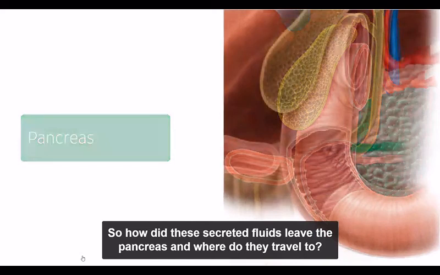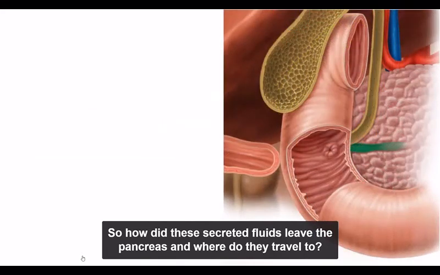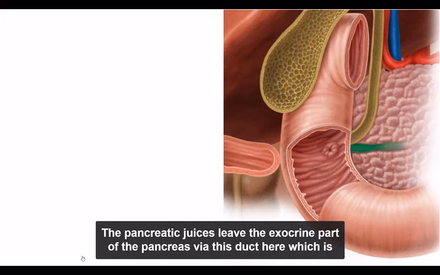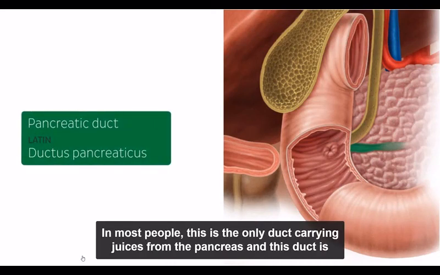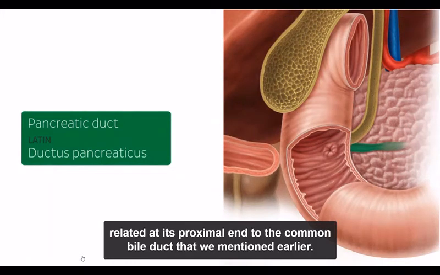So how do these secreted fluids leave the pancreas and where do they travel to? The pancreatic juices leave the exocrine part of the pancreas via this duct here, which is the pancreatic duct. In most people, this is the only duct carrying juices from the pancreas, and this duct is related at its proximal end to the common bile duct that we mentioned earlier.